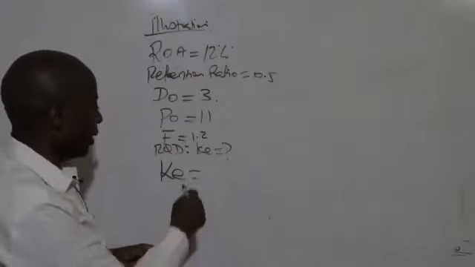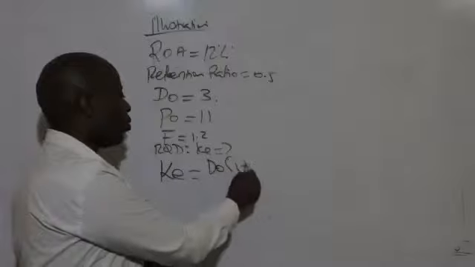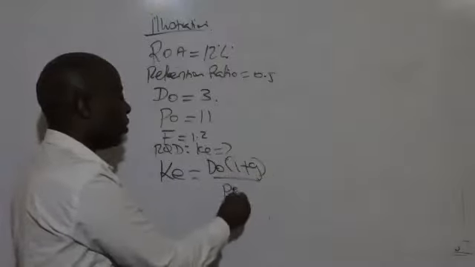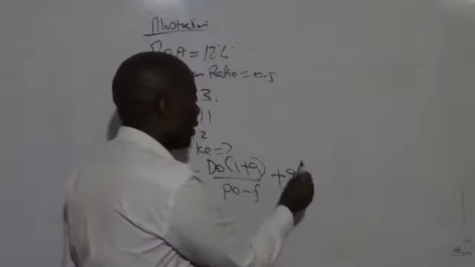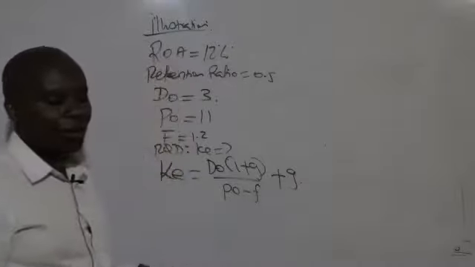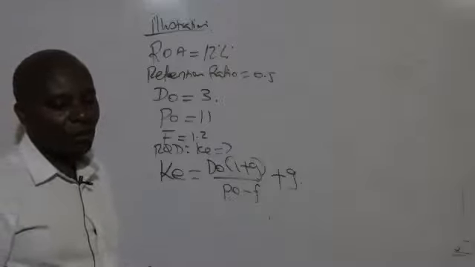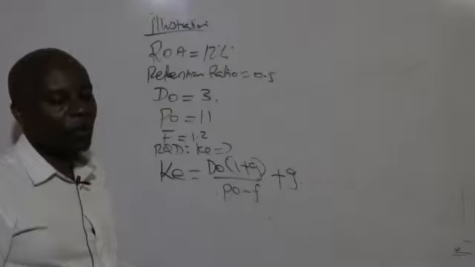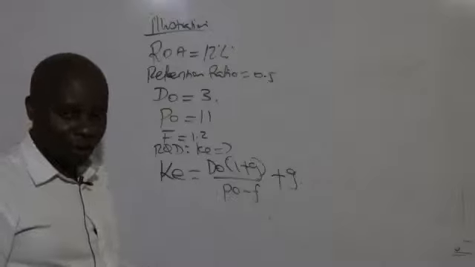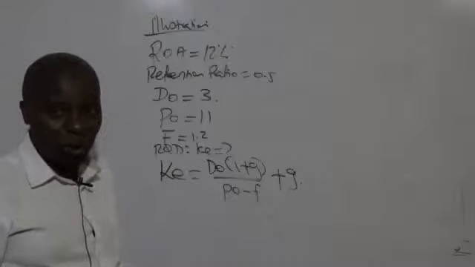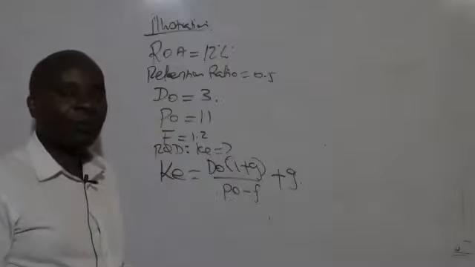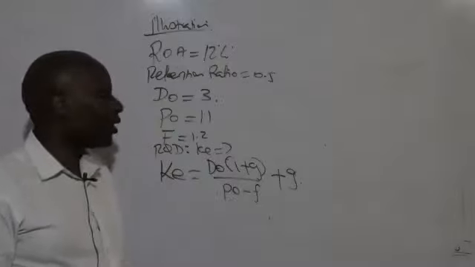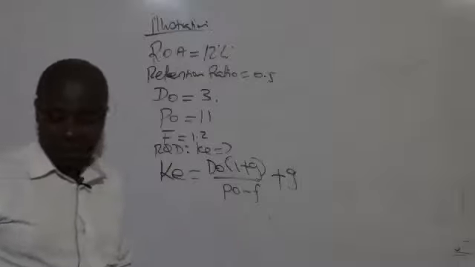To get KE, we normally talk of PO into 1 plus G all over PO minus any flotation cost, plus G. But now you see G has not been given. And I'm not going to give it to you. I would want to see whether there is anybody who can make some reasoning to give us the value of G. Let's see.